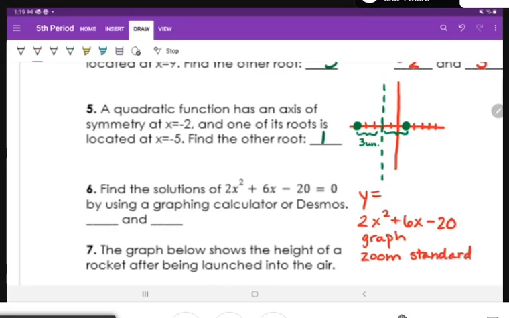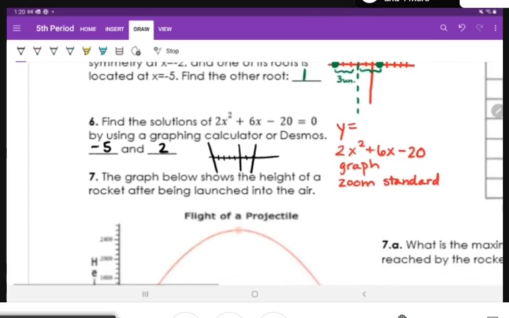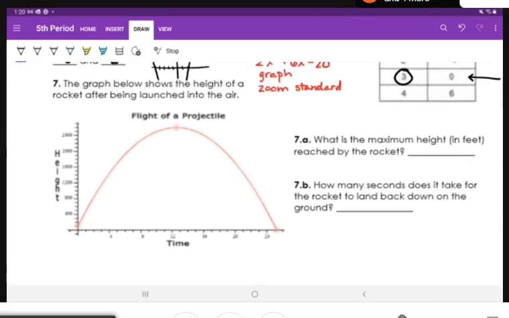And we can see from our picture, it looks like 1, 2, 3, 4, 5. It looks like our graph is crossing through -5 and +2. So all we have to do here is look at the picture, find those intersections, and those are our answers. Writing these backwards, -5 and +2. That's all you have to do. Pretty easy calculator problem. And that brings us to number 7.